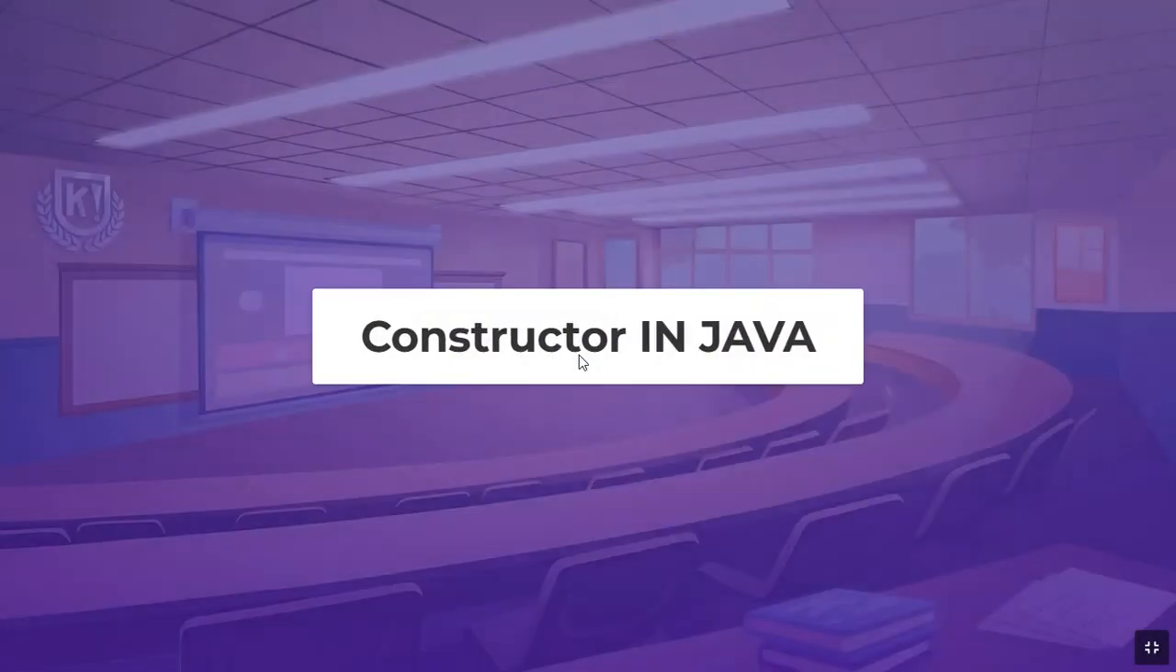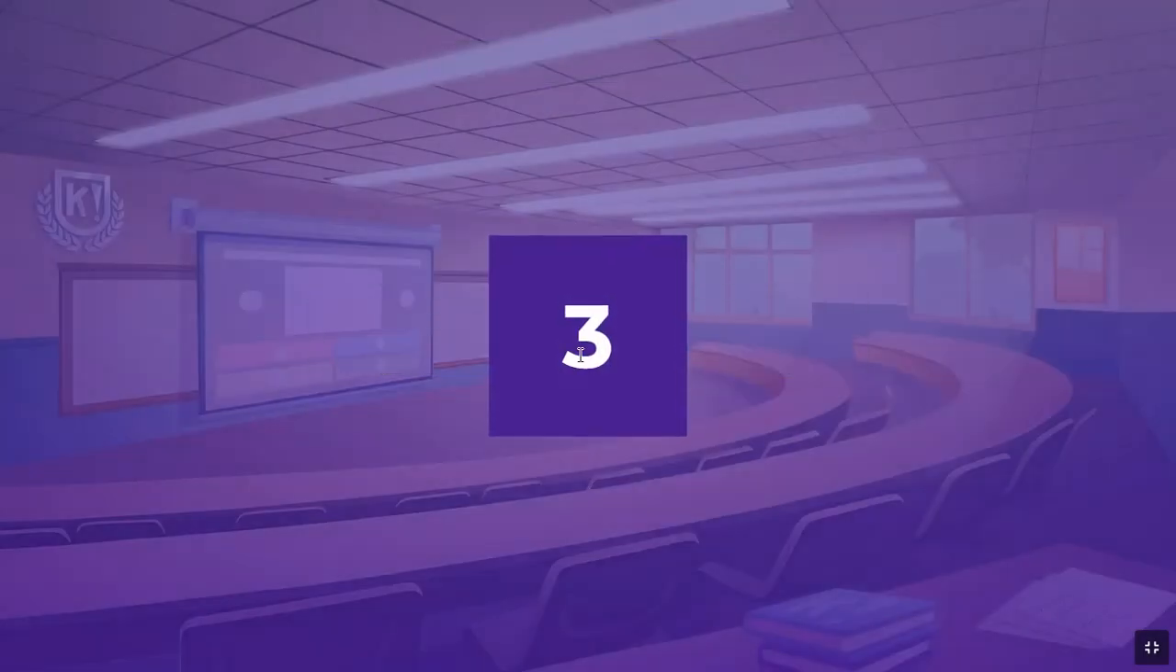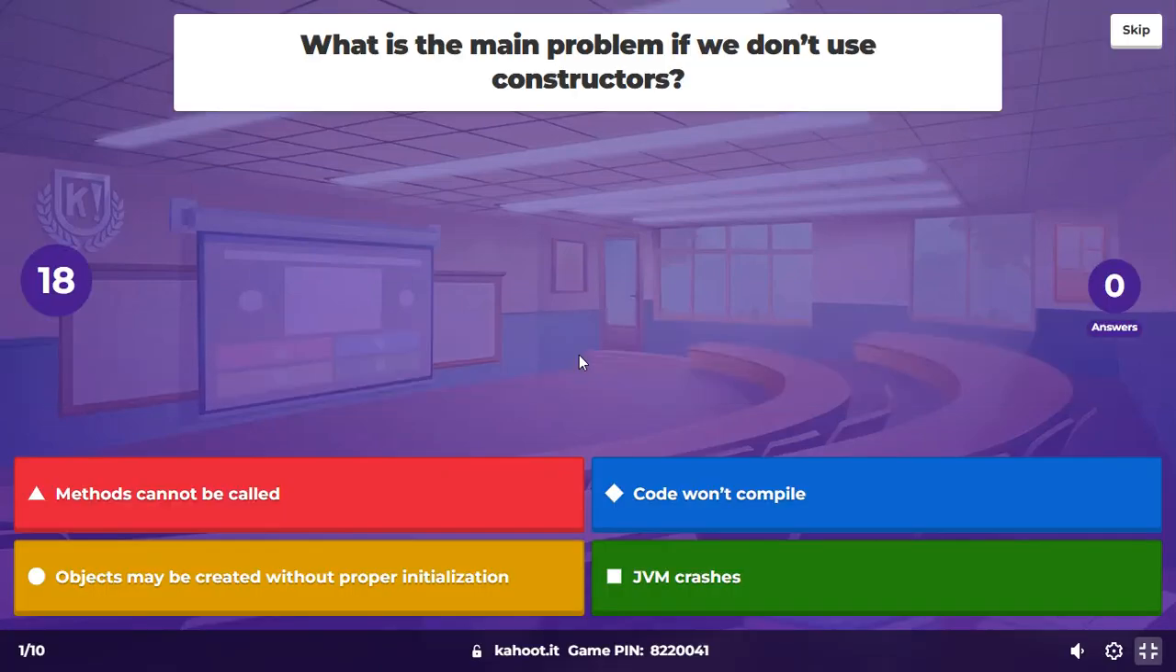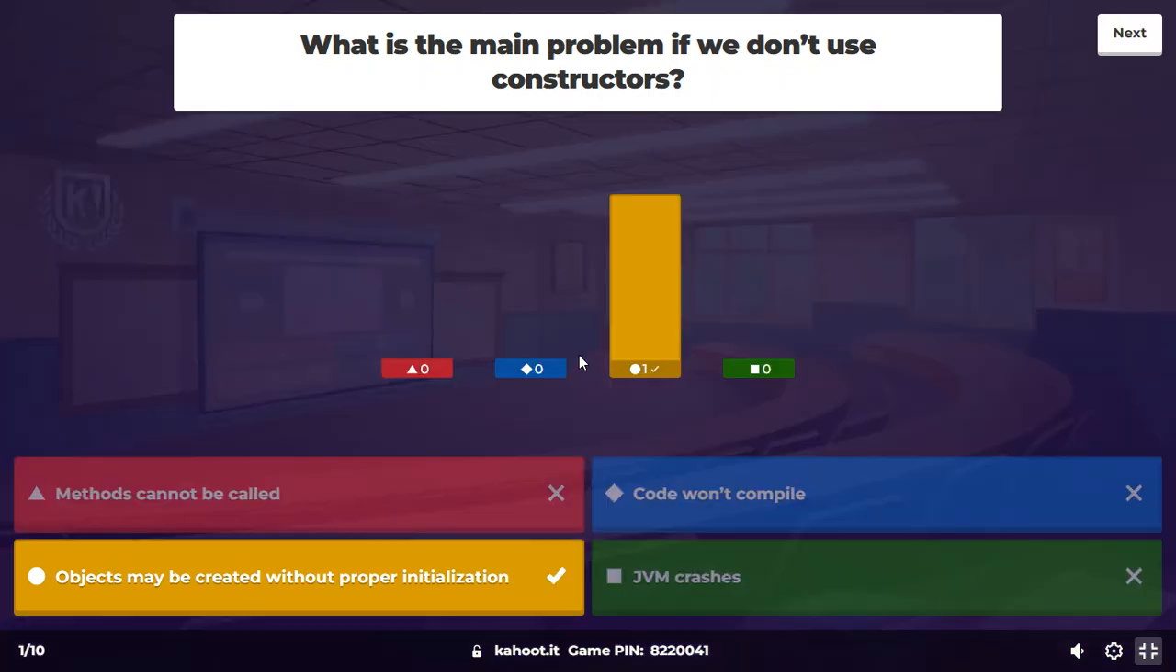When I'm repeating, it's not an assessment, just for practicing purposes. I'm displaying the question, so pause the video, predict the output, and then compare it with the answer. So what is the main problem if you don't use the constructor? Methods can't be called, won't apply, or objects may be created without proper initialization. The answer is objects may be created without proper initialization. We already discussed this in our previous sessions, kindly refer to it. If you're not using a constructor, objects may be in an invalid state, not properly initialized.